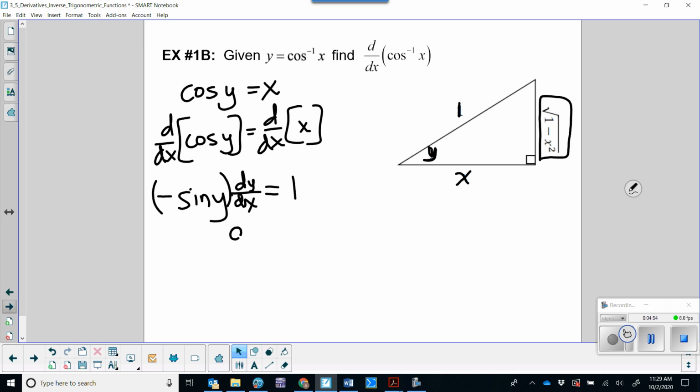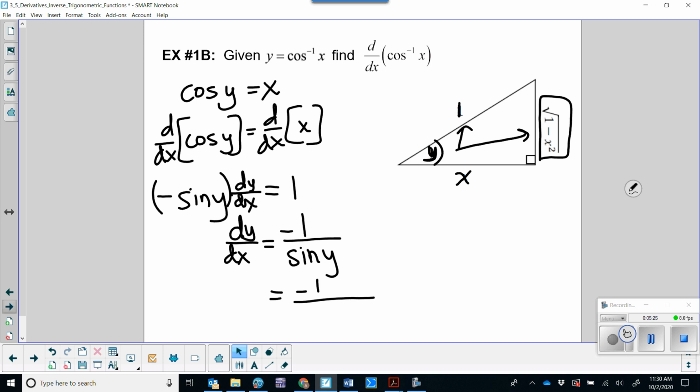Solving, we get dy dx equals negative 1 over sine y. You could put the negative in the bottom, but it's common to put it in the top. One negative is one negative, top, middle, or bottom, it doesn't really matter, but we'll move it to the top. Then looking at our graph, if this is y here on the bottom, sine would be opposite over hypotenuse. So this ends up being negative 1 over the square root of 1 minus x squared.